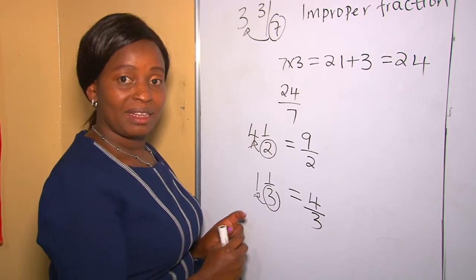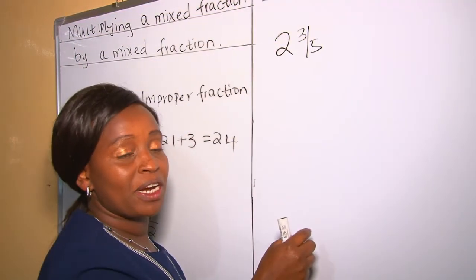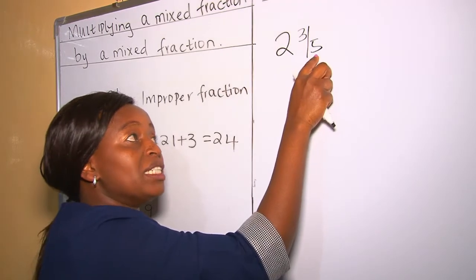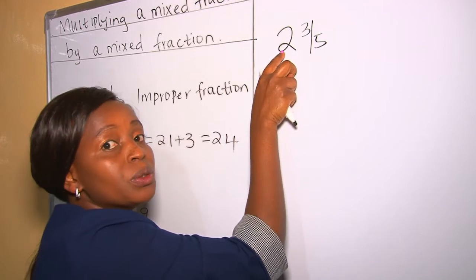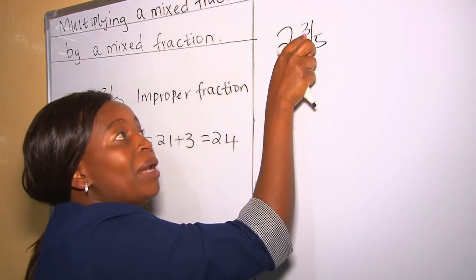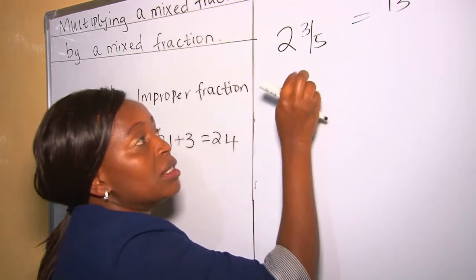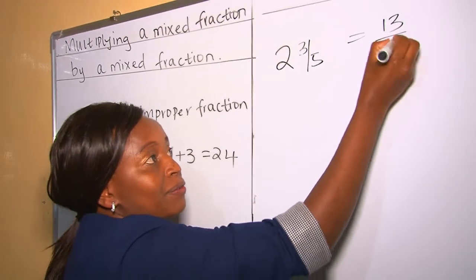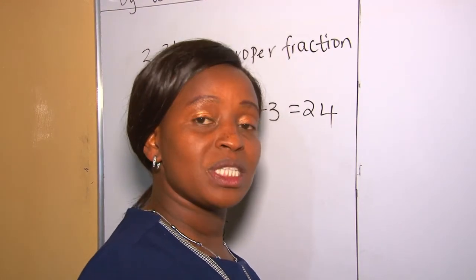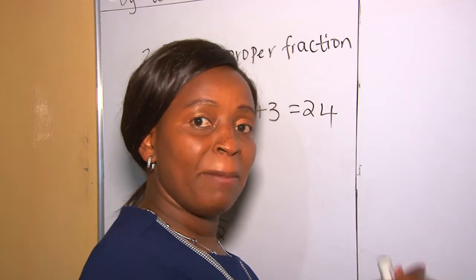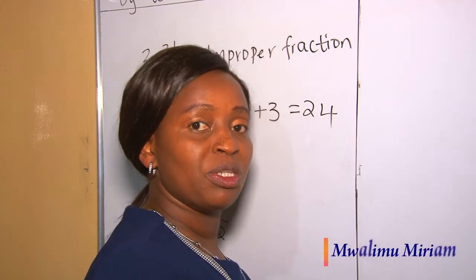Let's do another example. Let's convert 2 and 3 over 5 into an improper fraction. We said that we pick the denominator multiplied by the whole number. So 5 multiplied by 2, it's 10. Then 10 plus our numerator, which is 3, becomes 13 over 5. This concept of improper fractions, we are going to use it when multiplying a mixed fraction by a mixed fraction. Let's start the multiplication now.